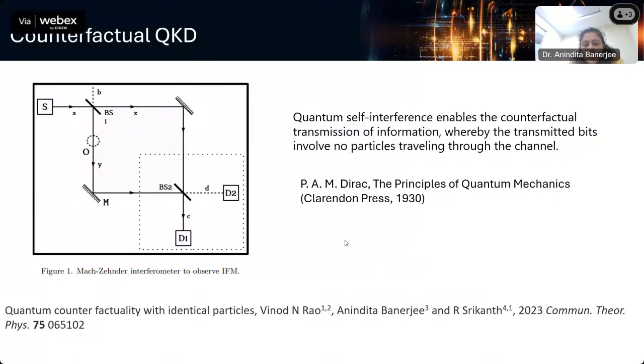There is also counterfactual QKD, which means quantum interference enables the counterfactual transmission of information, whereby the transmitted bits, very important, involve no particles traveling through the channel. This is a counterintuitive case, and I don't want to create too many controversies here, so let us not get into too much detail. What I'm trying to say is there are different ways of doing quantum communication. Counterfactual QKD is also one of the areas. And then you have quantum secure direct communication, QSDC.